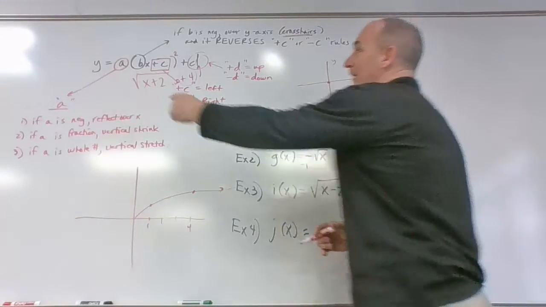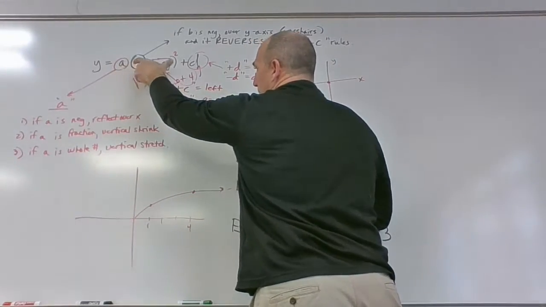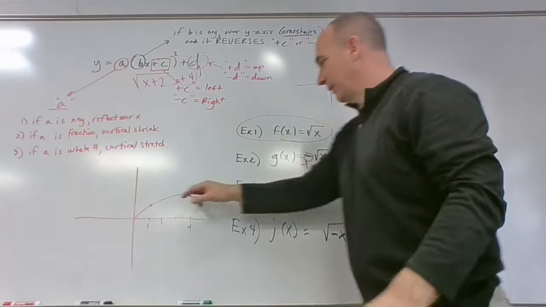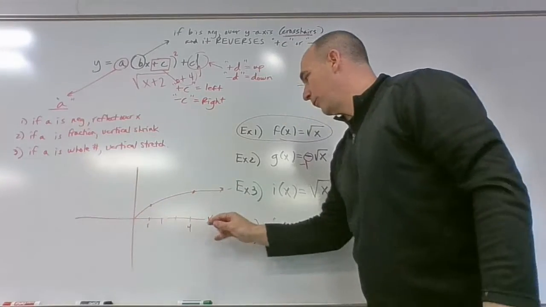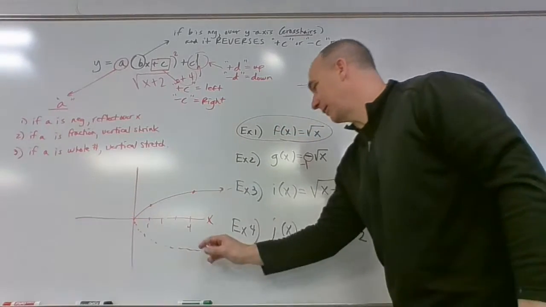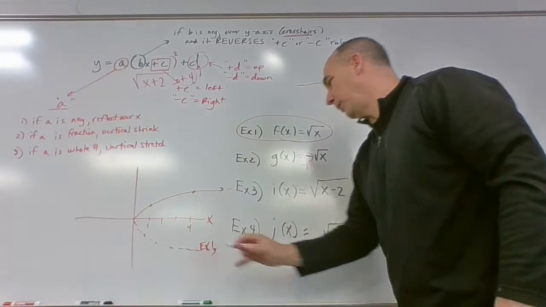How do we know it's A? It's out in front of our parentheses, or it's out in front of our square root. So that would take this one and it would flip it over the x-axis. So it would look just like that. Okay, so this is example 1.